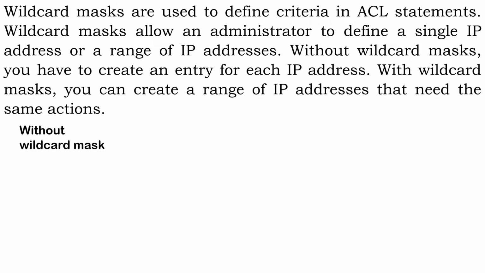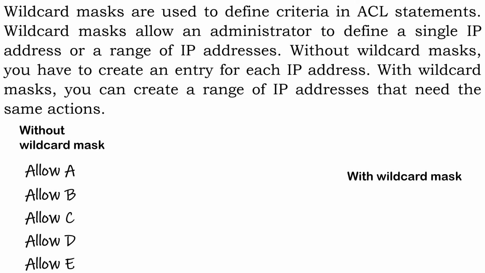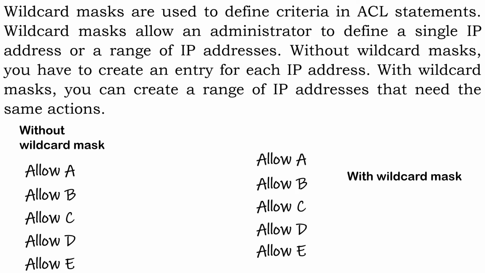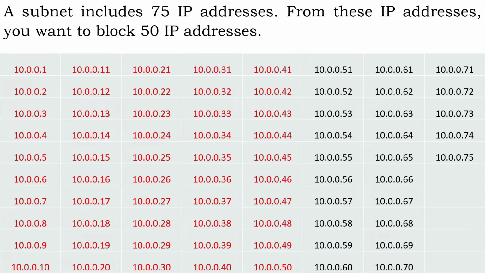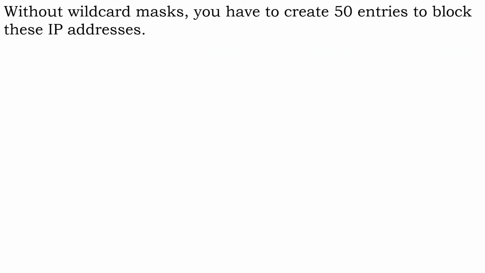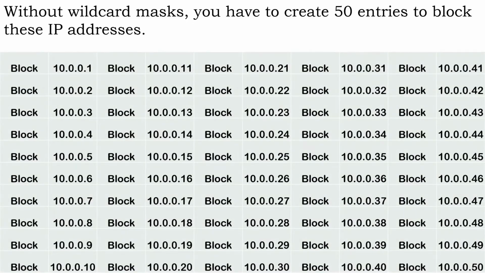Without wildcard masks, you have to create an entry for each IP address. With wildcard masks, you can create a range of IP addresses that need the same actions. Let's take an example. A subnet includes 75 IP addresses. From these IP addresses, you want to block 50 IP addresses. Without wildcard masks, you have to create 50 entries to block these IP addresses.